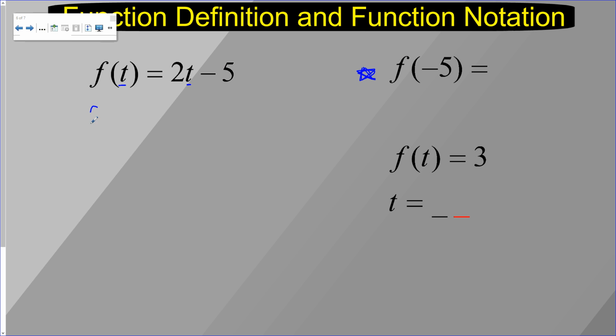Okay, so we're going to do f of -5. So that's going to be 2 times -5 minus 5. So f of -5 is going to be equal to -10, because that's 2 times -5, minus 5. So f of -5 has to be -15. So f of -5 is equal to -15, and that's your answer.